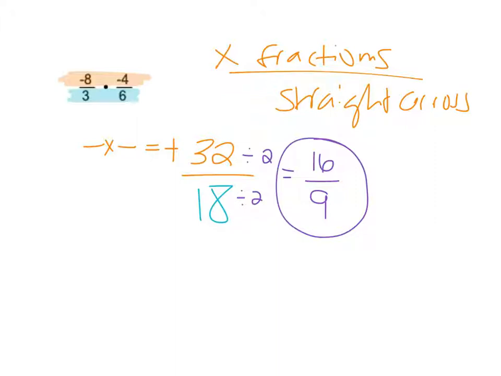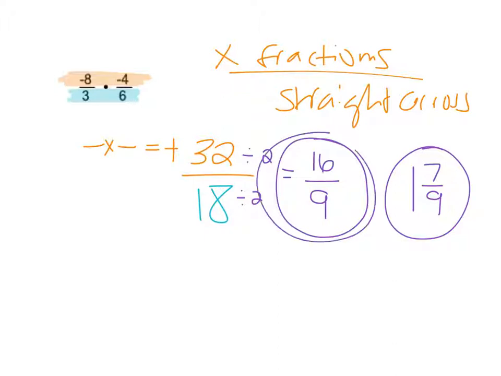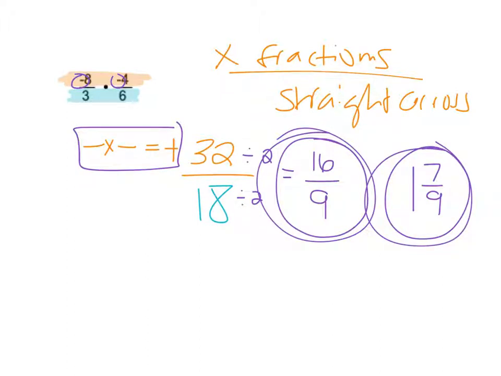Or you can make it a mixed number. It'd be 1 and 7/9. Doesn't matter which one you have as your final answer. But remember, notice these are positive answers, because a negative times a negative is a positive. So make sure you're always watching your sign.